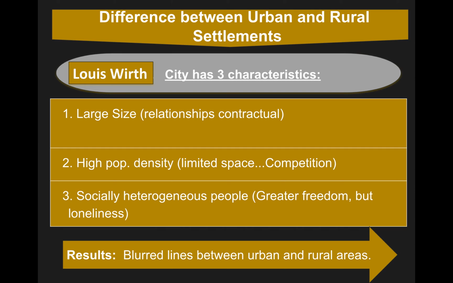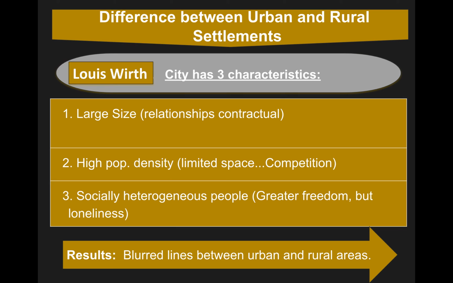And then lastly, he says there's a socially heterogeneous group of people. You have greater diversity, greater freedoms. And again, that diversity can be many things. It can be diversity in language. It can be ethnicity. It can be religion. It can be sexual orientation. It can be socioeconomic status. The diversity can be tremendous in urban areas, but it also can create loneliness or isolationism.